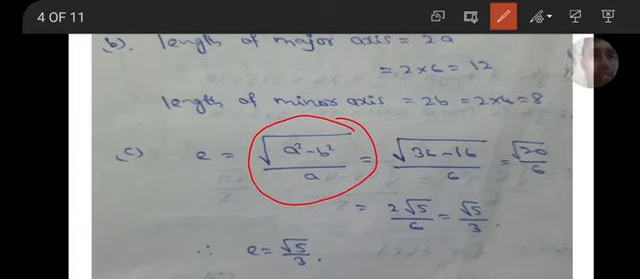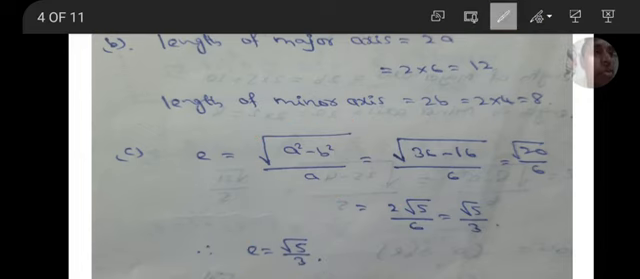Next, the eccentricity formula, square root of a square minus b square by a. Substituting the values, that is square root of 36 minus 16 by 6, that is root 20 by 6. Root 20 means 2 root 5 by 6, 2 ones are 2, 2 threes are 6, we get root 5 by 3 as the eccentricity value.